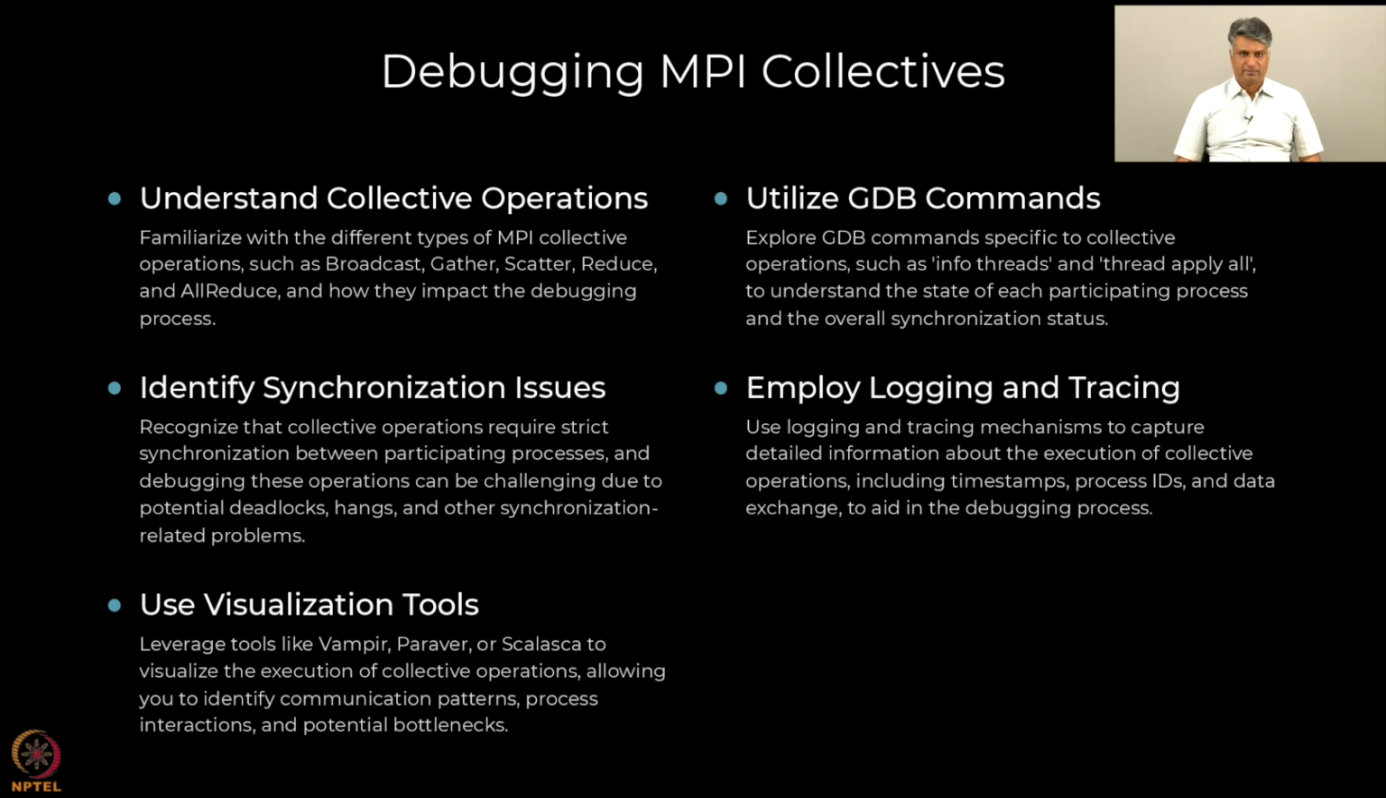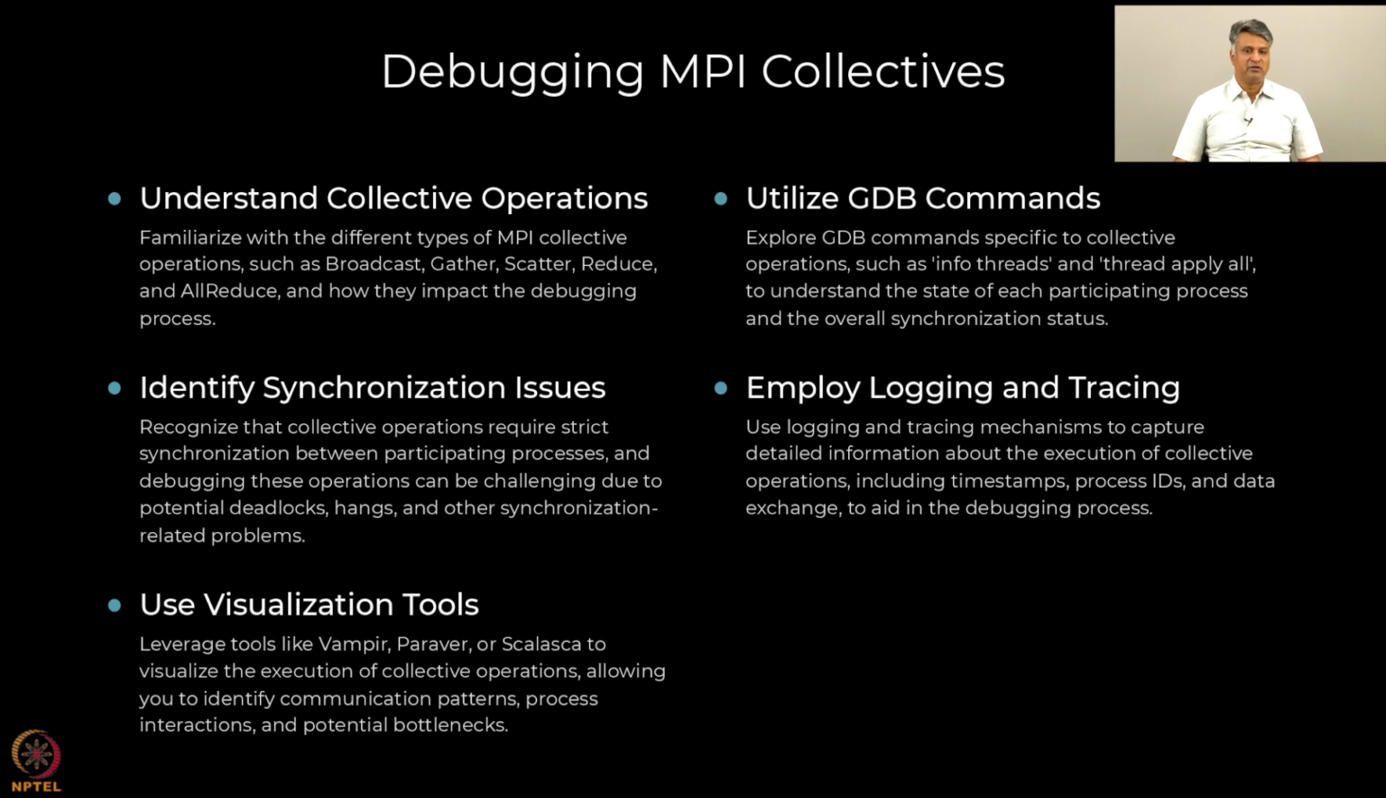Collective operations. It is very important to debug collective MPI operations. First of all, we need to understand the different types of MPI collective operations that we have, such as broadcast, gather, scatter, reduce, and allreduce, and how they impact the debugging process. We know that collective operations require strict synchronization between the participating processes, and debugging these operations can be challenging due to potential deadlocks, hangs, and other synchronization related problems.